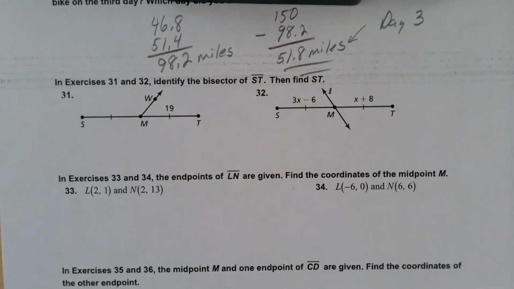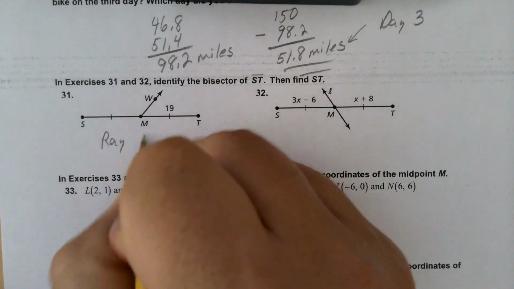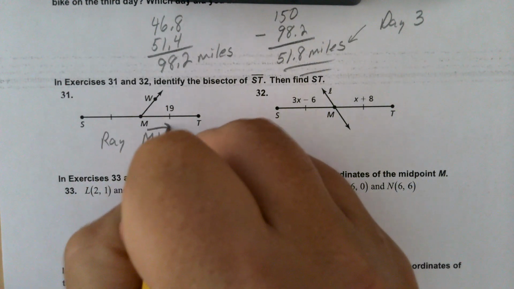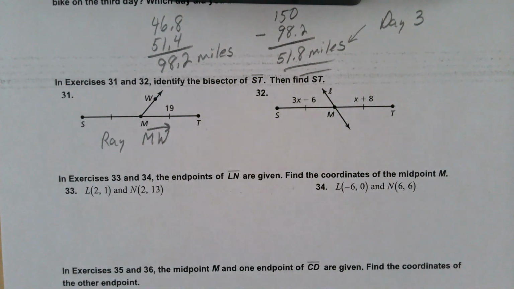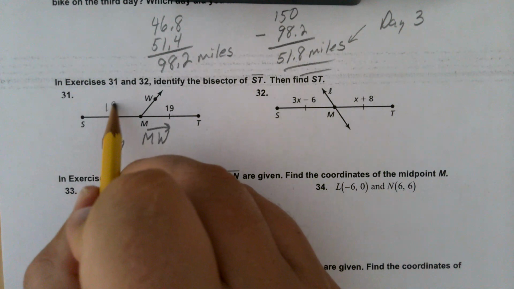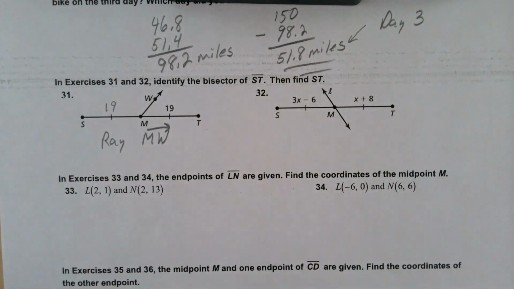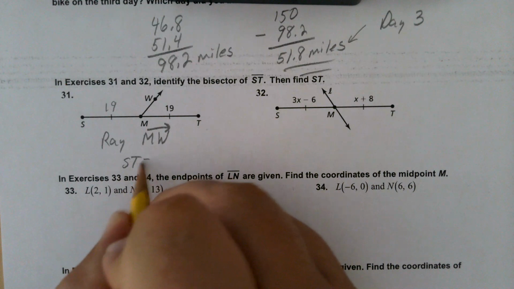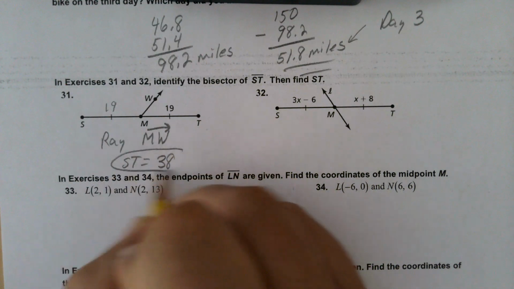So now this is very similar to the big ideas question. We have a segment bisector. In this case, we're supposed to identify the bisector. For this problem, it's a ray that's bisecting. So ray MW, and put the ray symbol above it. So that's your segment bisector. And then they want to know ST. Well, if this is 19, that makes this other segment 19. Add them together, ST would have to be 38 units.